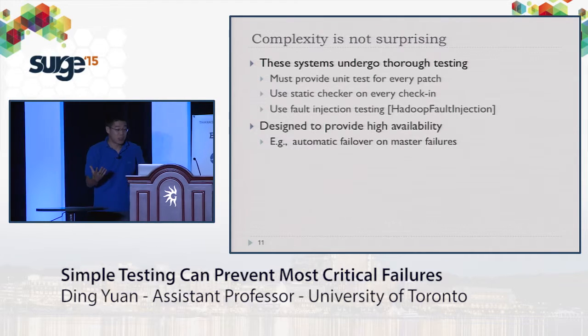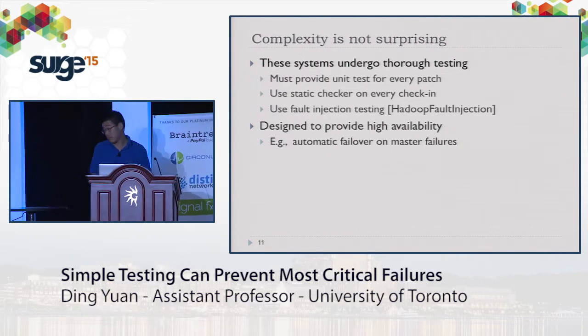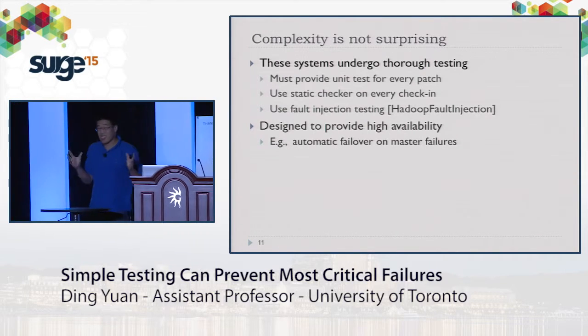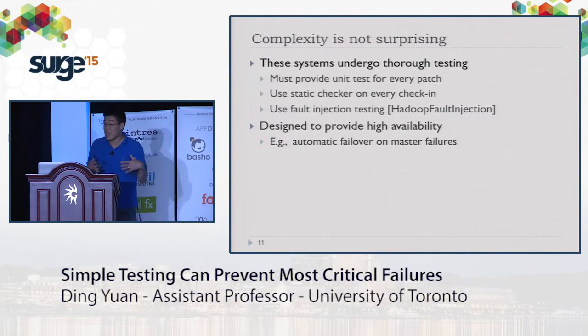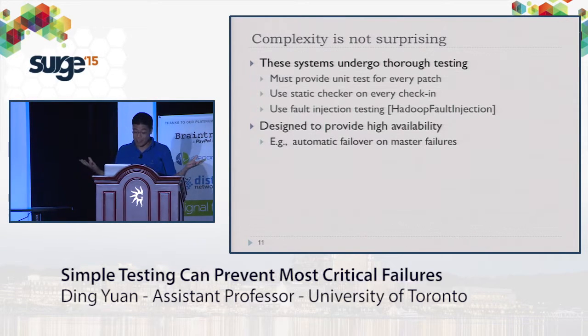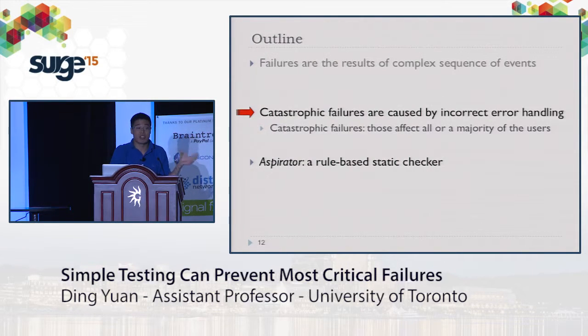Okay. Now, all these findings suggest actually it's quite complex for these failures to occur. And this is actually not surprising, because these systems indeed undergo thorough testing. For example, for Hadoop, every patch you check in, you have to accompany it with some unit test. And every check-in, they use a lot of static checkers, and they have their own fault injection tools. And also, these systems are designed to tolerate component failures. For example, all the systems we study have this failover mechanism so that one master failure will not take down the entire cluster. Then the natural question is why those catastrophic failures still occur.